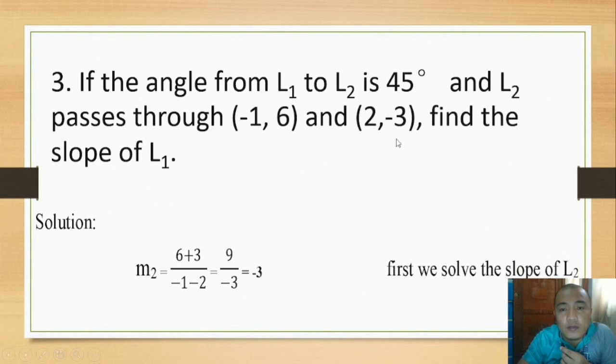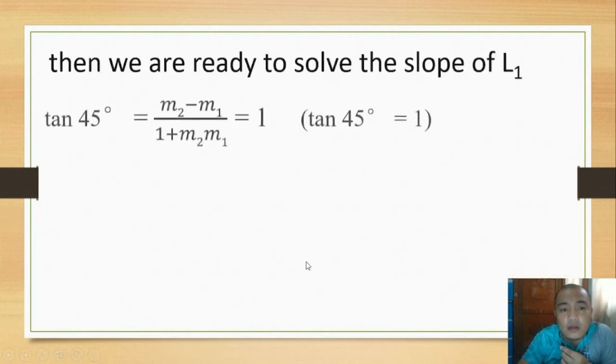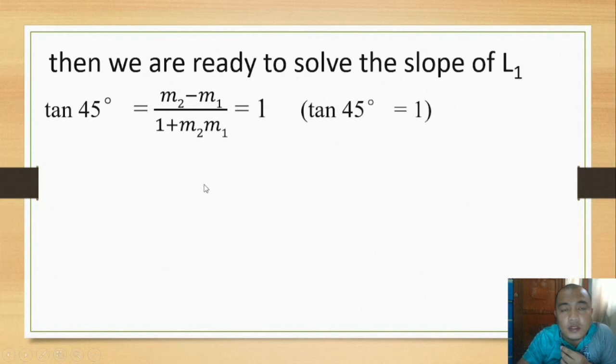Okay, what is the slope of line 2? Negative 3 minus 6, or negative 9. Negative 1 minus 2 is negative 3. So, negative 3 is the slope of line 2. So, since the given angle from line 1 to line 2 is 45 degrees, substitute theta by 45 degrees. So, what is tangent 45 degrees? In your calculator, press tan 45, it is equal to 1.